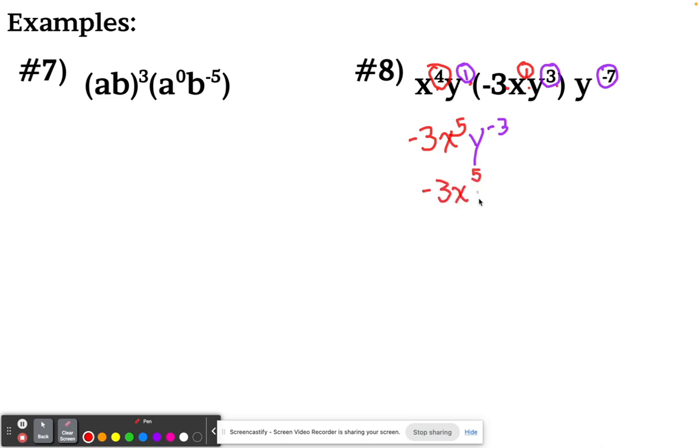Now, I want you to pay attention to that. My coefficient is a negative number. It is not a negative exponent. It will stay upstairs. My y, however, will move downstairs and become a positive 3.